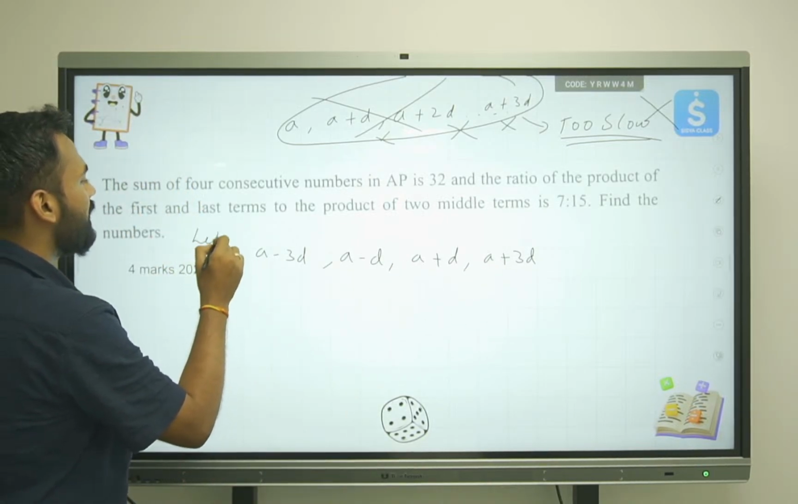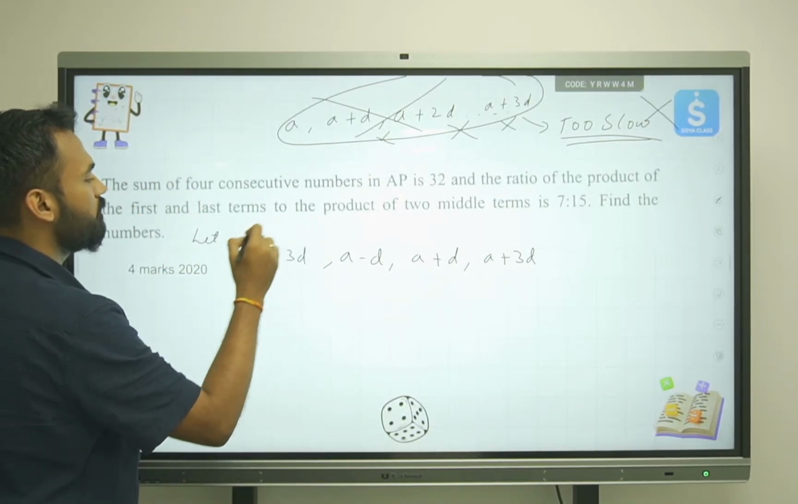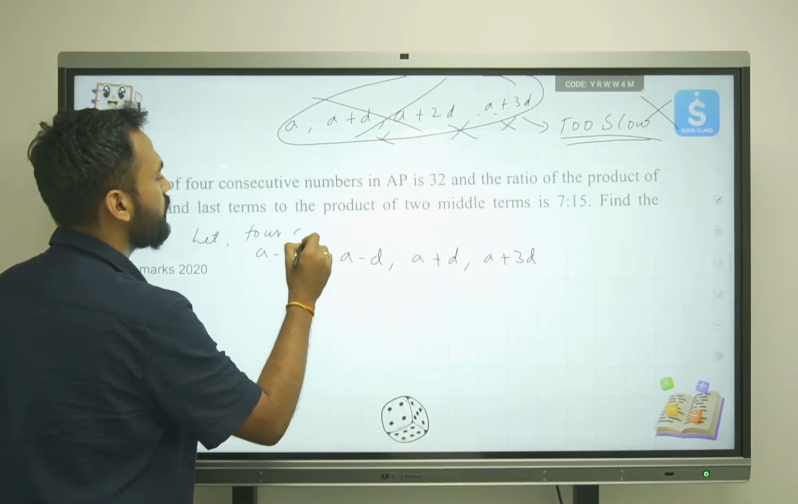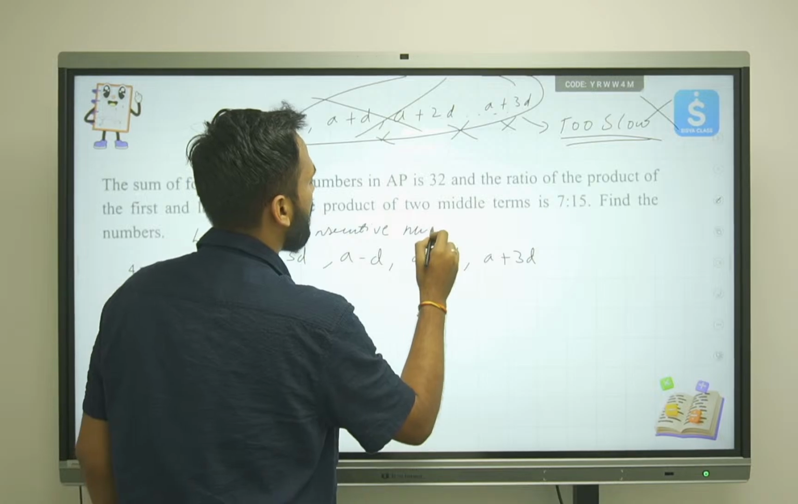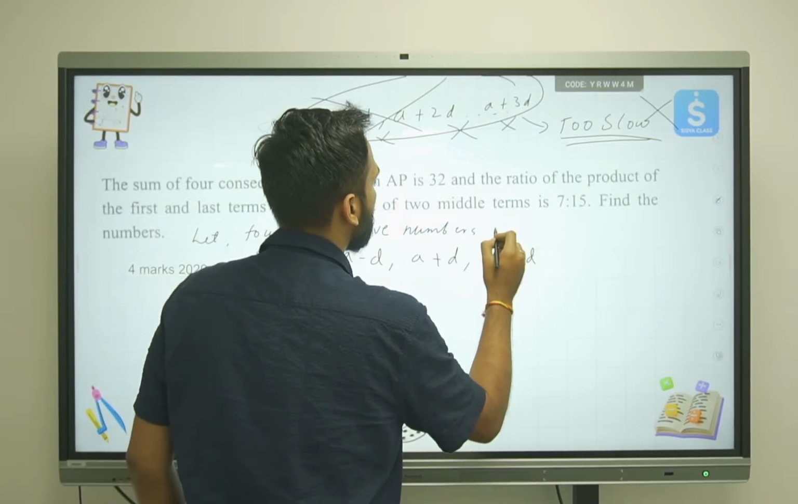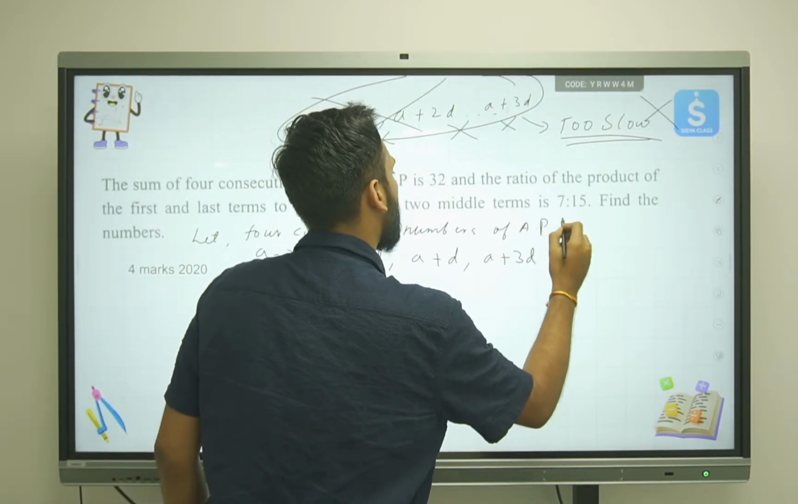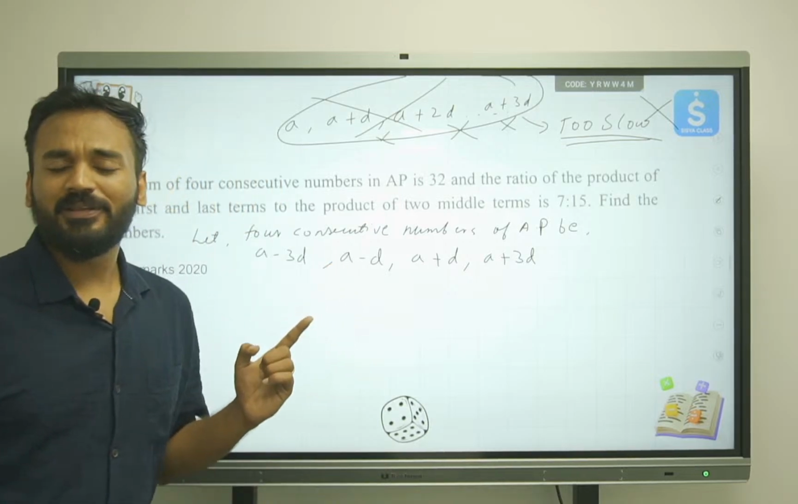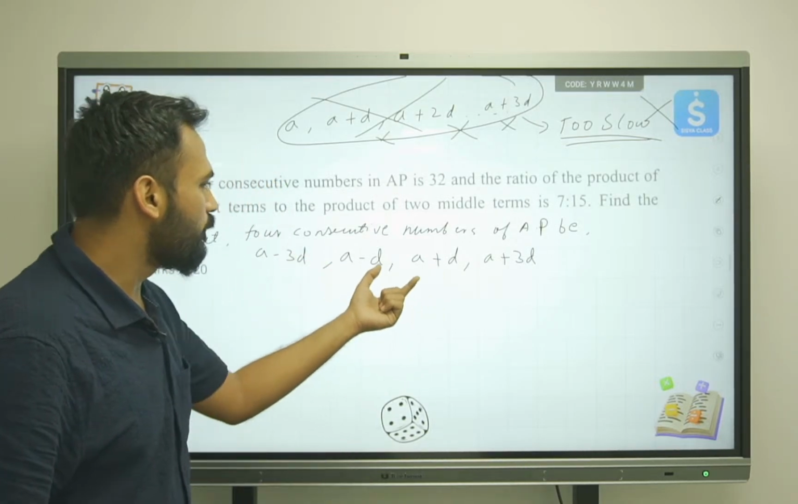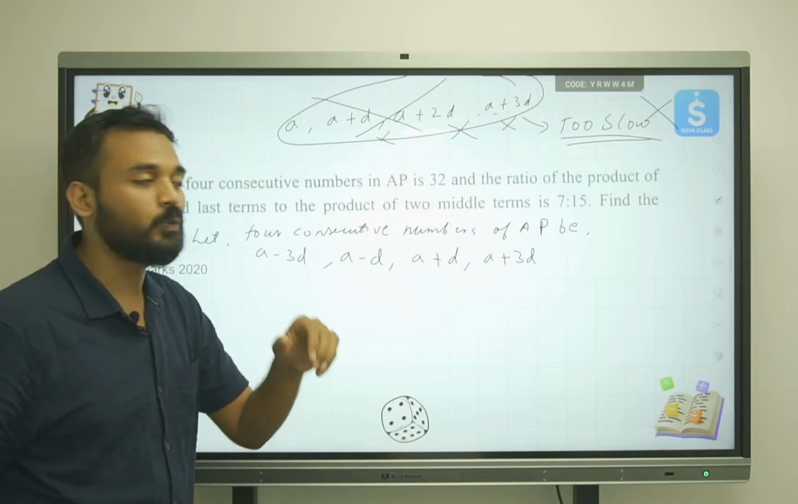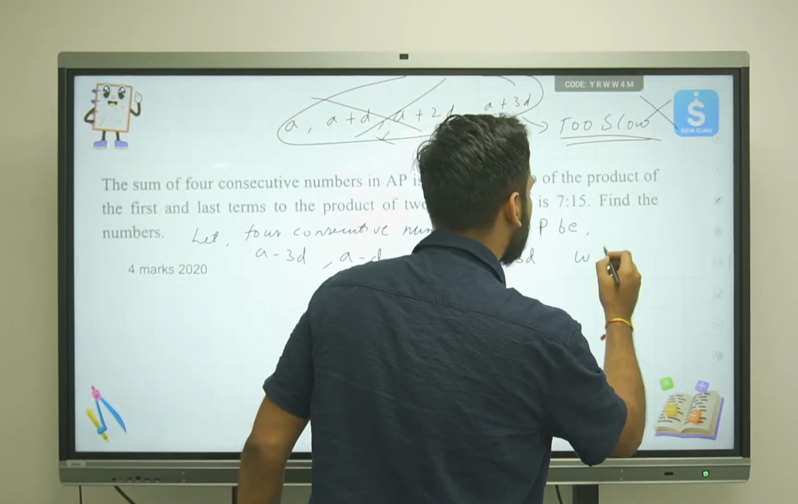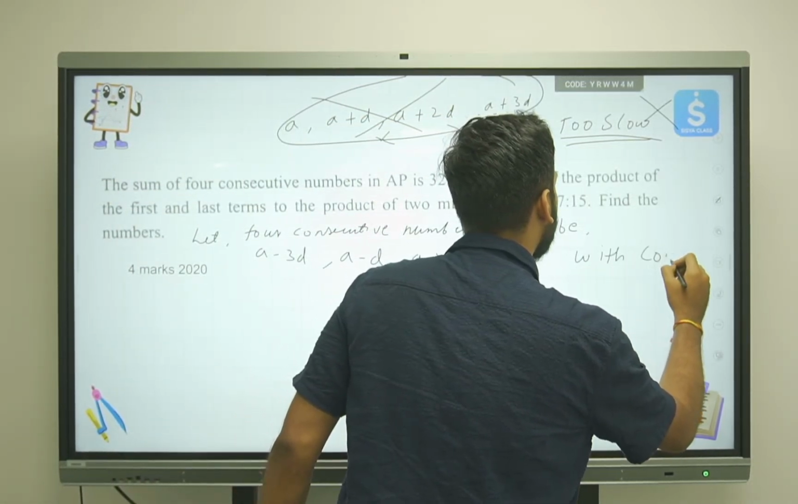Let the 4 consecutive numbers of the AP be these. Now what will be the common difference? Is the common difference D? No. If you subtract A minus D from A plus D, you will observe that the common difference is 2D. So you have to mention this here as well, with common difference 2D.